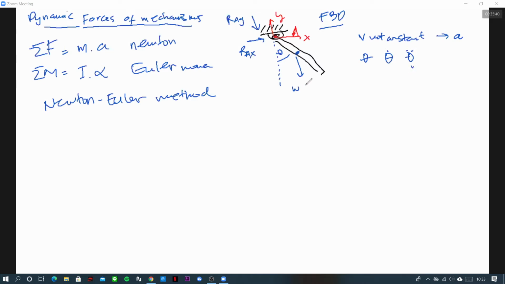So you have the weight, then what else do you have? Basically we have two components, tangential force Ft, and a normal force Fn. Okay, that's it. You can also define the free body diagram this way. So we have this.